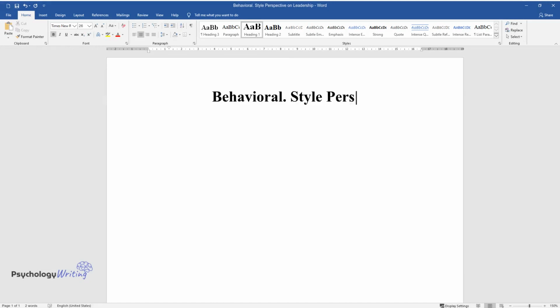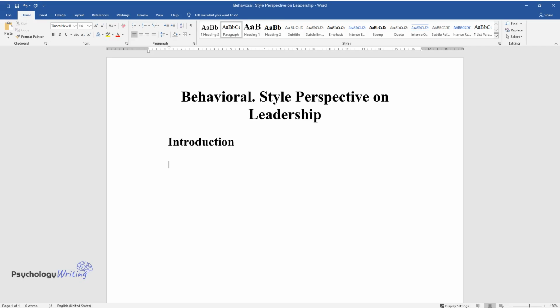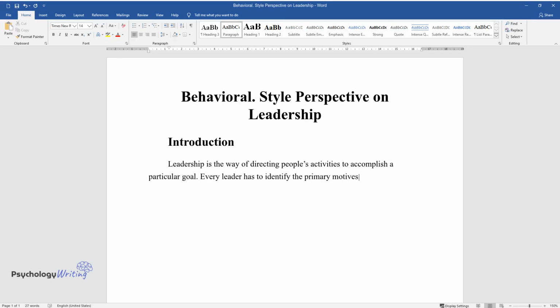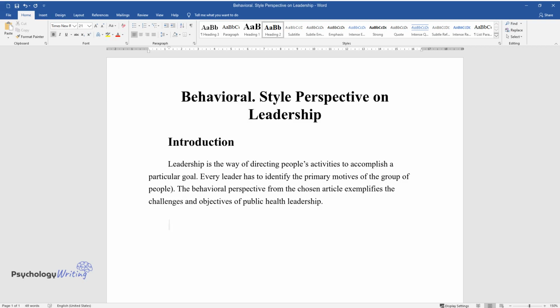Behavioral style perspective on leadership. Introduction. Leadership is the way of directing people's activities to accomplish a particular goal. Every leader has to identify the primary motives of the group of people. The behavioral perspective from the chosen article exemplifies the challenges and objectives of public health leadership.